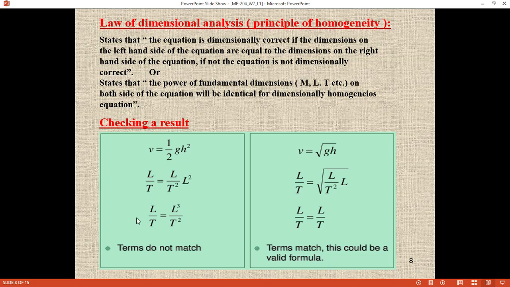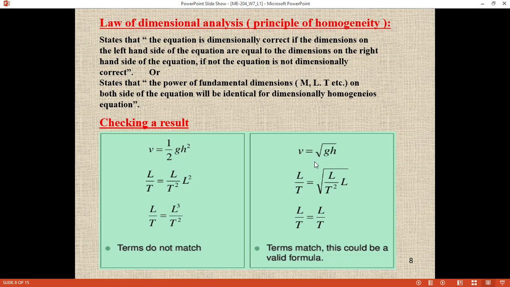The dimension of the left hand side and the dimension of the right hand side are not matching. L is a fundamental dimension, T is a fundamental dimension, but the powers of the fundamental dimensions are also not matching. It means this equation is technically wrong. This equation does not exist. The relationship between these variables, the velocity, the gravitational acceleration and height, is not possible. This is not the right equation.